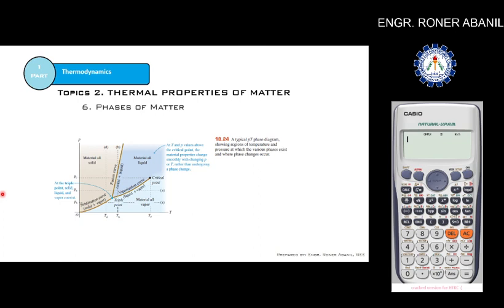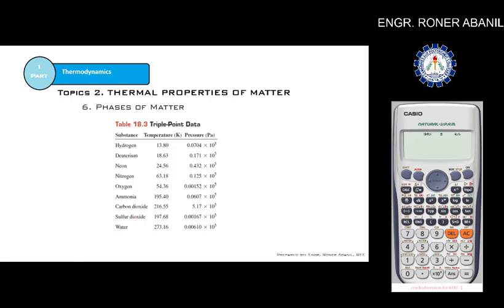So, dito makikita natin sa PV diagram that the liquid-vapor phase transitions occur only when the temperature and pressure are less than those at the top of the gray shaded area. So, liquid-vapor phase equilibrium. Okay? So, ito naman, makikita natin yung triple point data ng hydrogen, deuterium, neon, nitrogen, oxygen. So, ayan. Makikita nyo rin to dun sa book nyo.